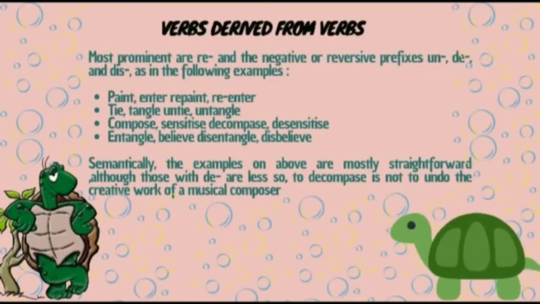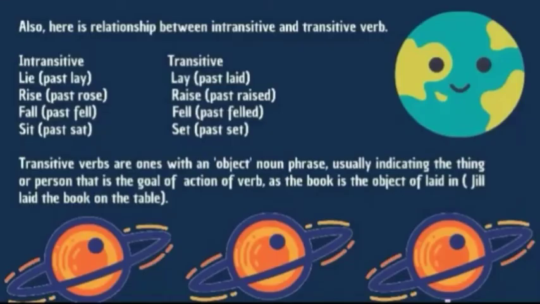Verbs derive from verbs. Most prominent are re- and the negative or reversive prefixes un-, de-, and dis-, as in the following example you can see on the slide. Semantically, the examples above are mostly straightforward, although those with de- are less so. To decompose is not to undo the creative work of a musical composer.